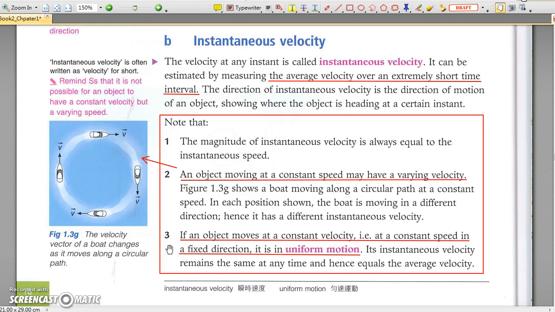And lastly, an object moving at constant velocity is moving at constant speed in a fixed direction, and the motion is called a uniform motion. The average speed is then the same as the constant speed, and also the same as the magnitude of the constant velocity. And so, the three are all the same in size.